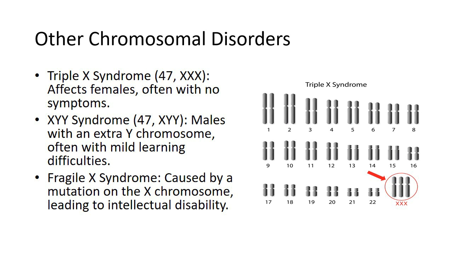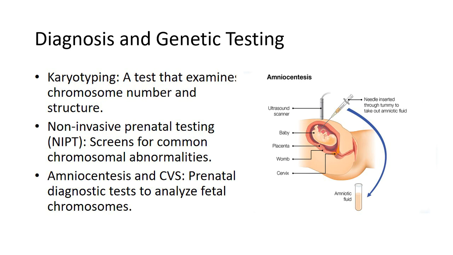Incidence: occurs in about 1 in 1,000 male births. Diagnosis: can be diagnosed through chromosomal analysis. Diagnosis and genetic testing. Karyotyping: a laboratory test used to examine the number and structure of chromosomes to detect numerical and structural chromosomal abnormalities.